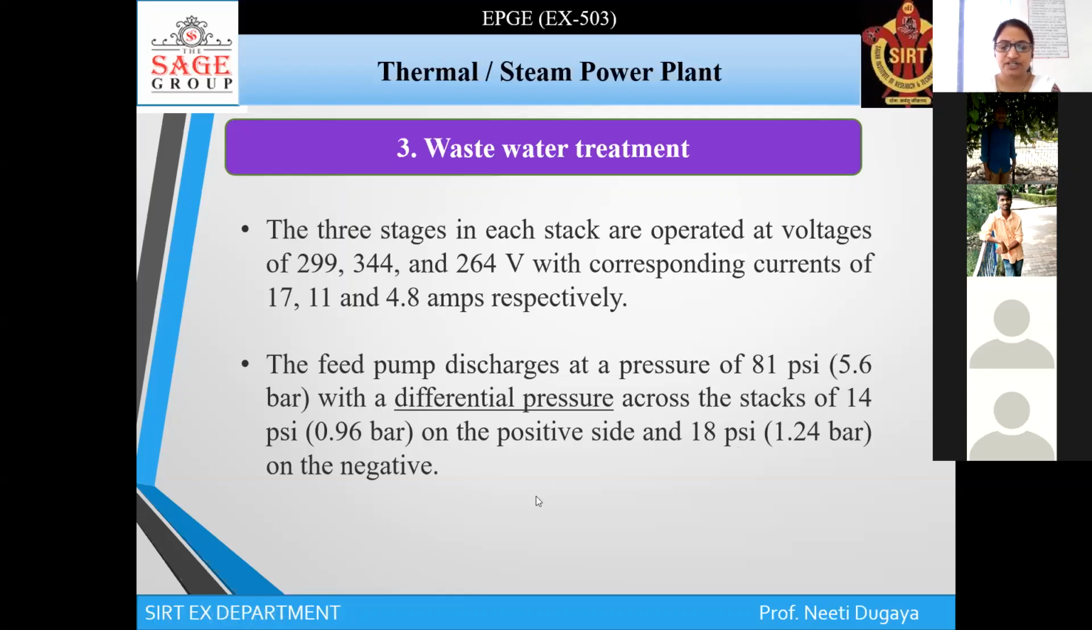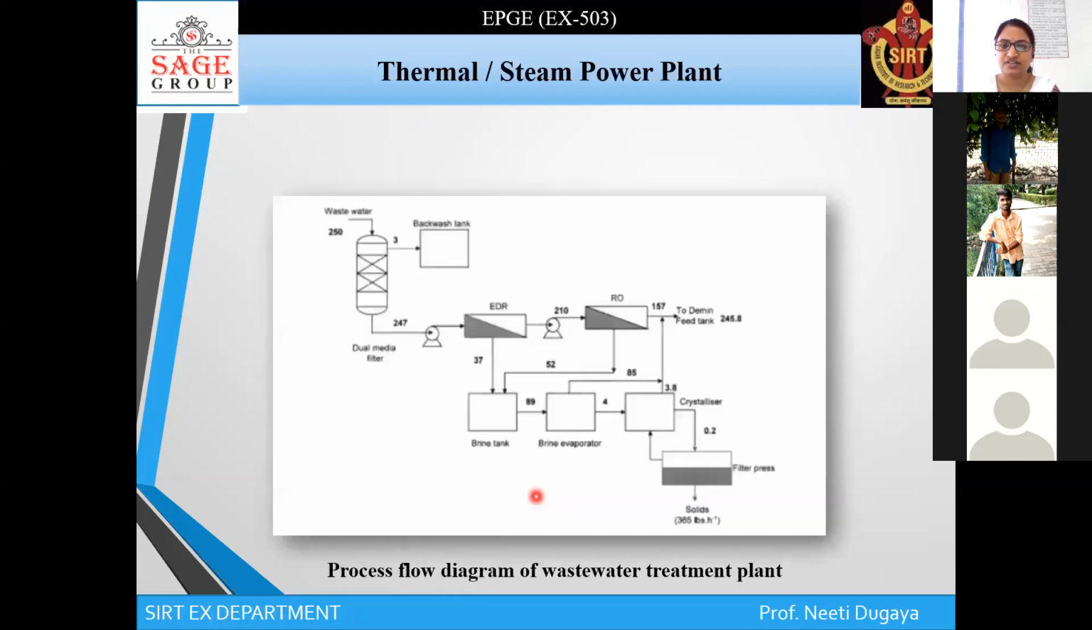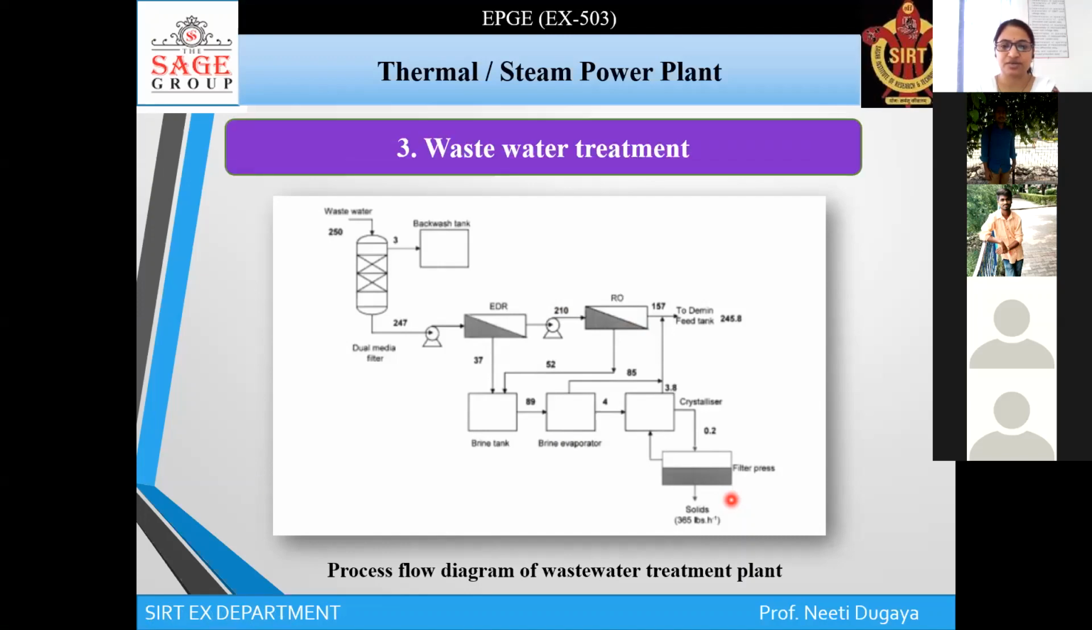The next point is the process flow diagram of the wastewater treatment plant. It contains backwash, the dual media filters, EDR, RO, brine tank, brine evaporator, crystallizer, filter press, and the solid cake which comes out. As input we give this wastewater, and after processing through these block diagrams we get solid waste in the form of cake. So this is the process flow diagram of a typical wastewater treatment plant.